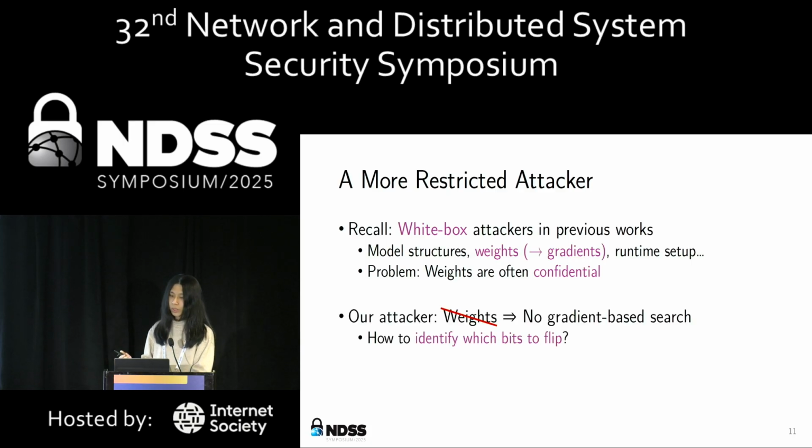And in our case, we mentioned before that we want a more restricted attacker. So our attacker does not have access to weights, which is actually more reasonable because weights are often confidential. This also means that there's no gradient-based search method available for us. And we only know the model structure as well as how to compile it to get the victim executable. So the question now becomes how to identify those vulnerable bits to flip given this constraint.